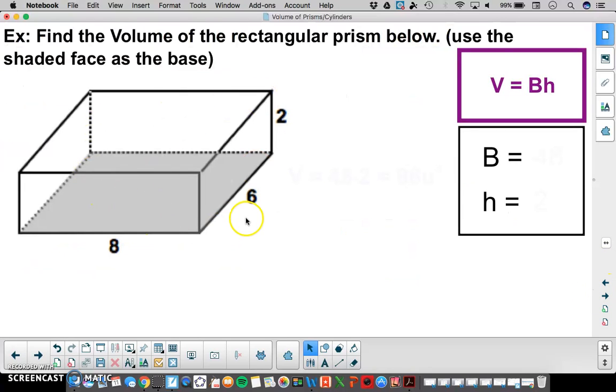So we're going to find the volume of this rectangular prism. We actually found the lateral area and surface area in our last video. So in order to find volume, we need to find the area of that base and then multiply that by our height. So the area of the base is going to be the area of that rectangle, which is going to be 48. That lateral edge of 2 is the height. Therefore, our volume is 48 times 2, which is 96 cubic units. The reason we have cubic units is because we're multiplying 3 dimensions. We have length, width, and height.